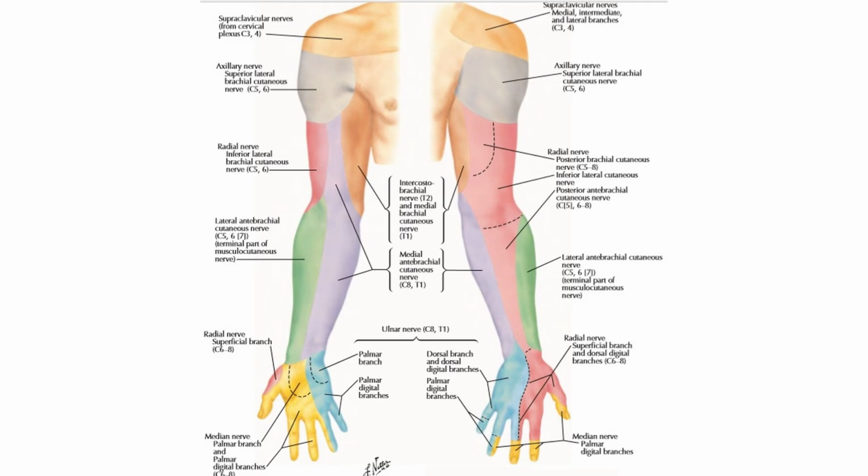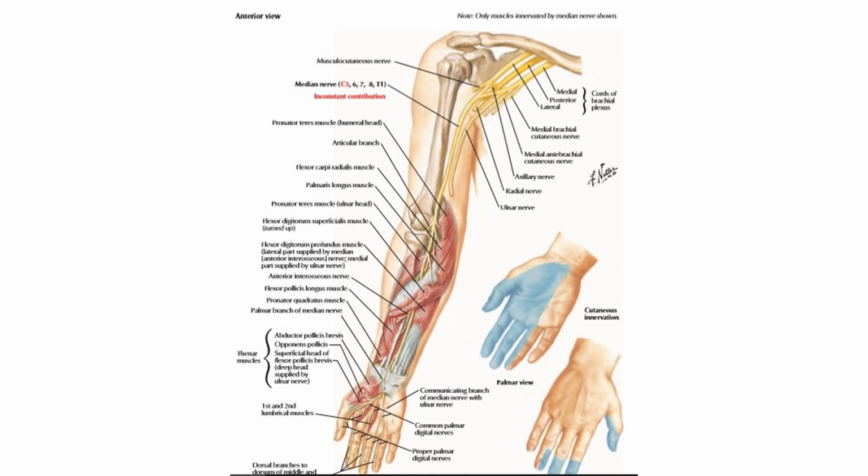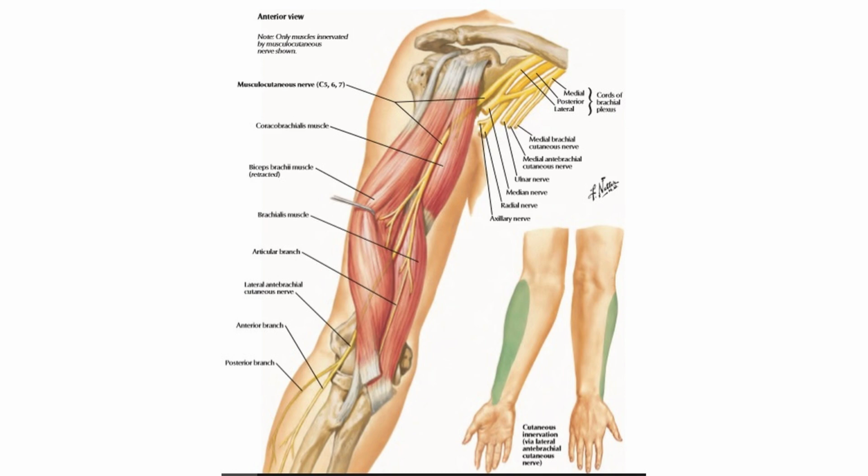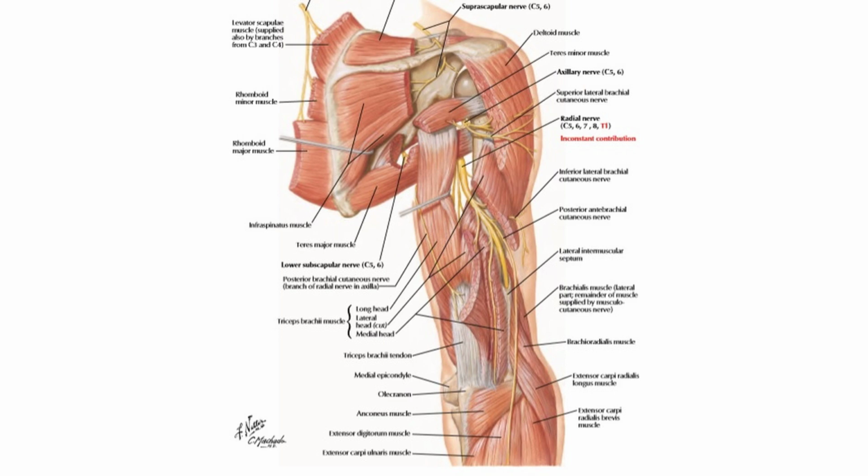The axilla contains major neurovascular elements, namely the axillary artery and its branches, the axillary vein and its tributaries, nerves from the brachial plexus, as well as lymphatic vessels and nodes. All are wrapped in the axillary sheath and adipose tissue.